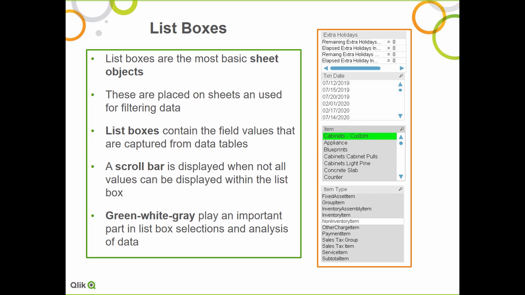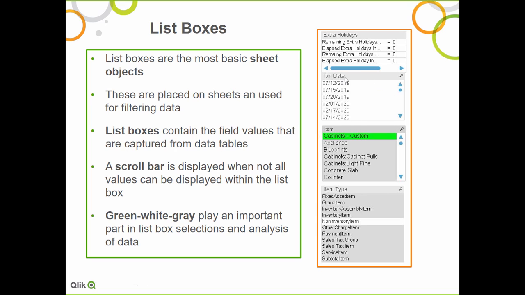List boxes are a special type of filtering mechanism. We basically get them from fields that come in from tables, and what we do is we put them on our sheet, and they're called sheet objects. So list boxes will basically show you what some of the field values are. For instance, in the item list box, you see all the list box values for the item. For the transaction date, you will see all the transaction dates in this list box.